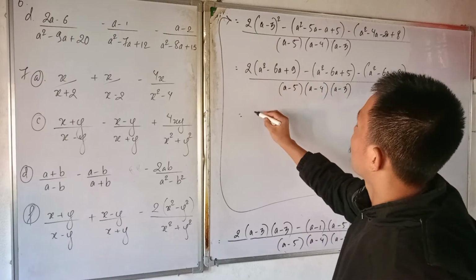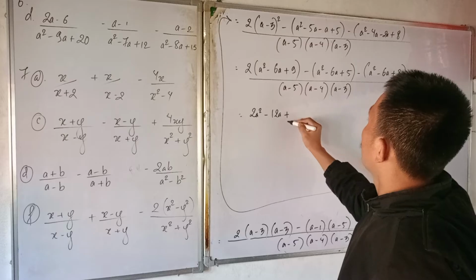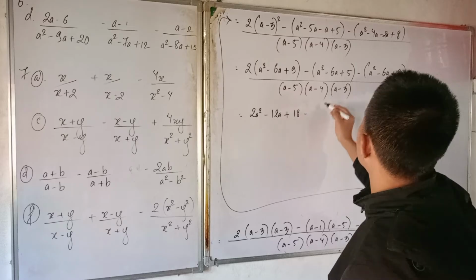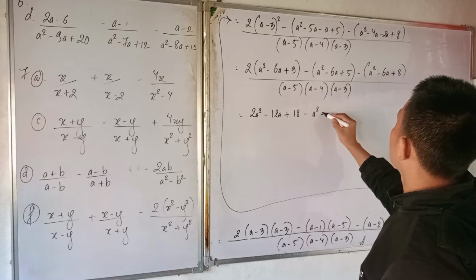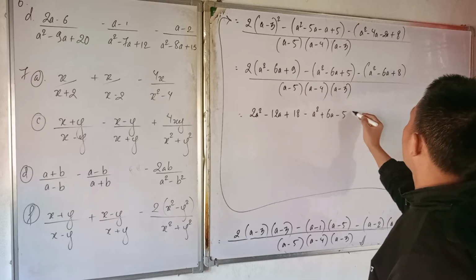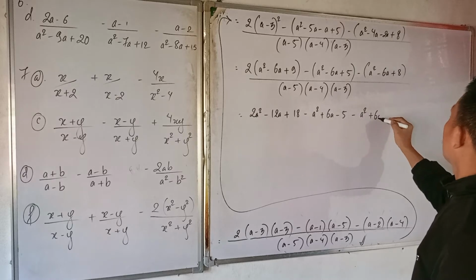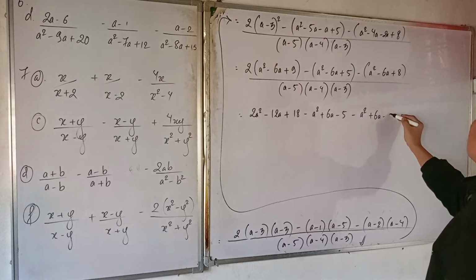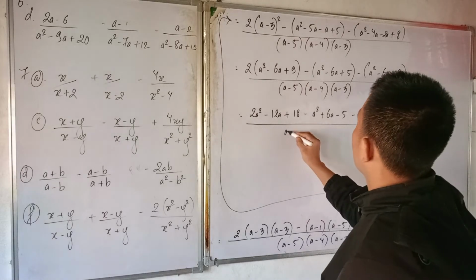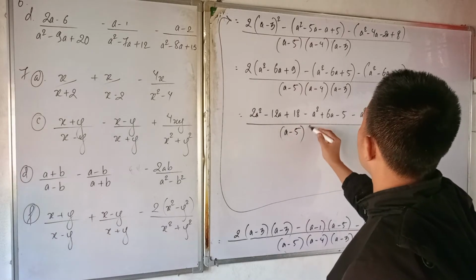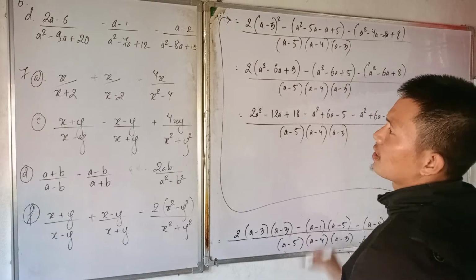Okay, you just multiply this. 2a square minus 2 6 is 12a plus 2 9 is 18 minus a square plus 6a minus 5 minus a square plus 6a minus 8, divide by a minus 5, a minus 4, and a minus 3.